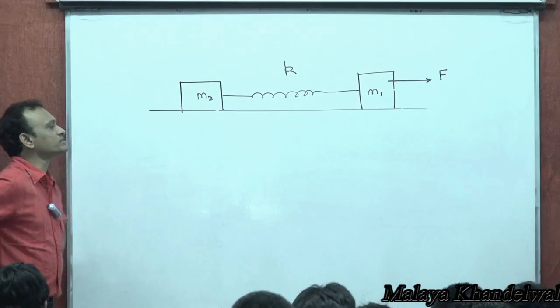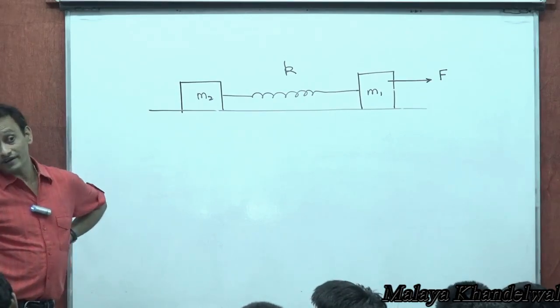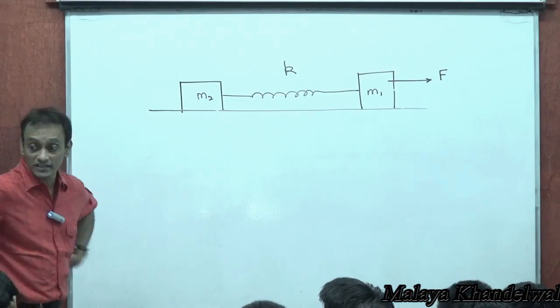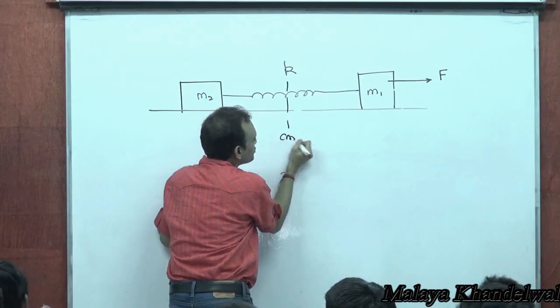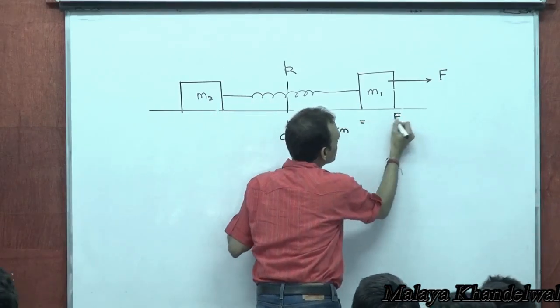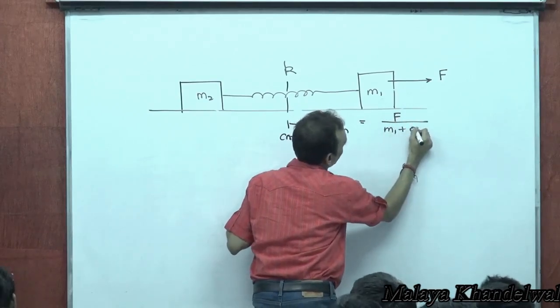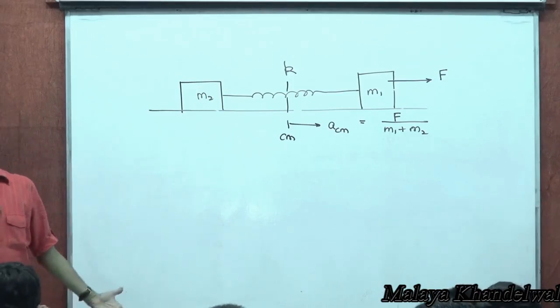Once again, I'll analyze this kind of system in the center of mass frame, which is an accelerated frame. In this case, realize that the center of mass is accelerated. Yes or no? The acceleration of the center of mass, as you would witness, is F by M1 plus M2. That's the acceleration of the center of mass. Yes or no? Right?